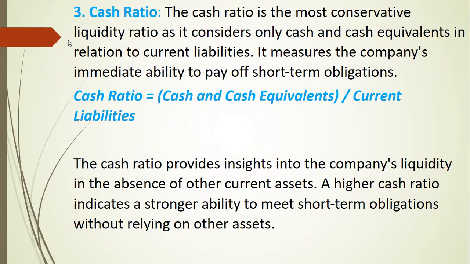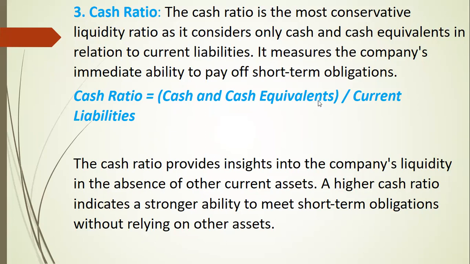Then we look now for the last one there, which is the cash ratio. Cash ratio is a more conservative liquidity ratio as it considers only cash and cash equivalents in relation to current liabilities. It measures the company's immediate ability to pay off short-term obligations. These are concepts that you've already come across. Here we're just repeating, then we go to the Excel file and see how it works out.